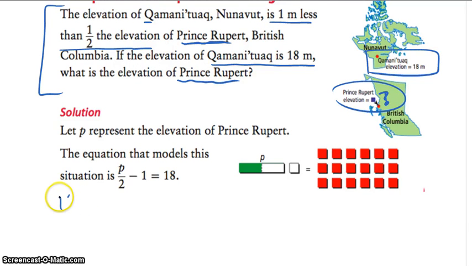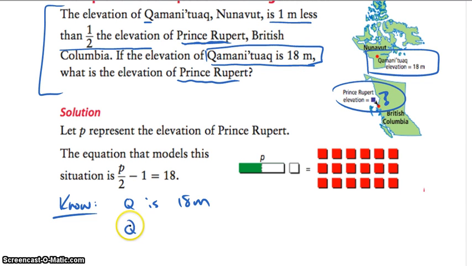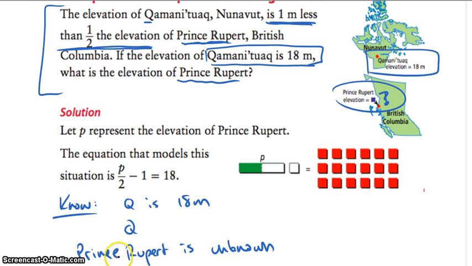So we know that Q-Town is at 18 meters. Right? That's this sentence here. It tells us that about Q-Town. It's 18 meters. We also know that Q is 1 meter less than half the elevation of Rupert. Maybe we'll come back to that. It's important to acknowledge here that Rupert is unknown. And actually, sorry, it's Prince Rupert.